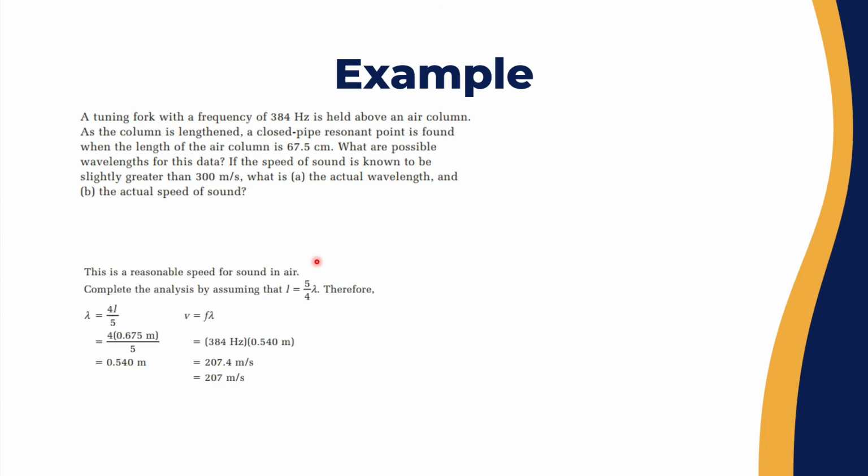So this is a reasonable speed of sound in air, because we know the speed of sound is almost 300 meters per second. We can complete the analysis for the next phase, which is 5/4 lambda. That could be a resonant point. So we say L equals 5/4 lambda, and lambda would equal 4L over 5. That would give you 0.54 meters, and the velocity would be frequency times lambda. That would give you 207 meters per second.